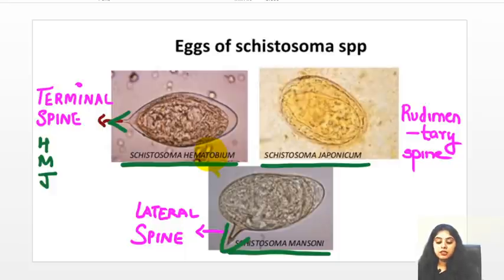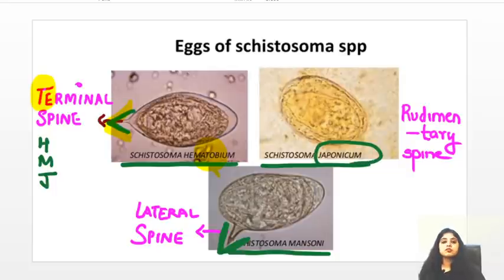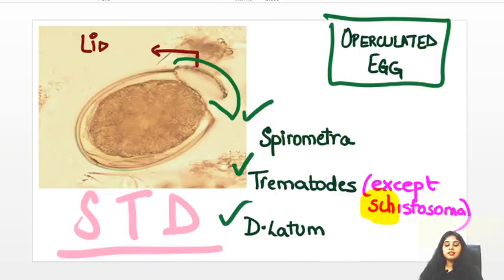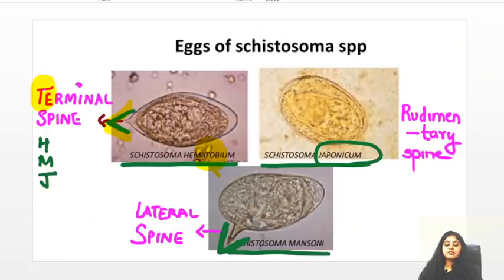Haematobium has a T. So terminal spine. Can everyone appreciate this terminal spine? Terminal spine is seen in Schistosoma haematobium. Mansoni has a lateral spine, and in japonicum you practically don't see one because it has a rudimentary spine. So remember, all the trematodes have operculated eggs, but schistosoma, S for S, has a spinous egg. So terminal spine in haematobium, lateral spine in mansoni, and rudimentary in japonicum.